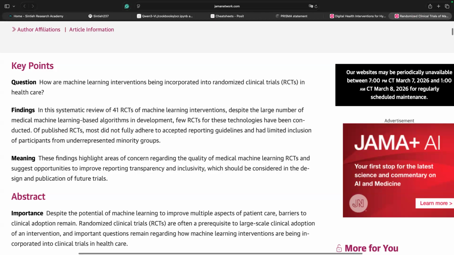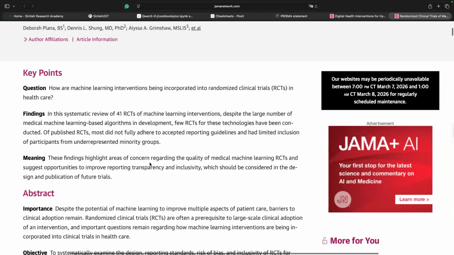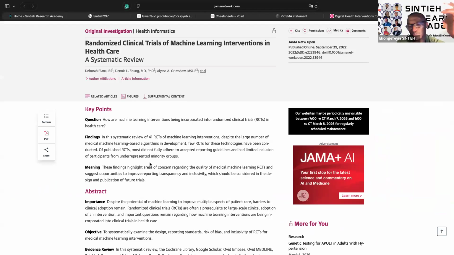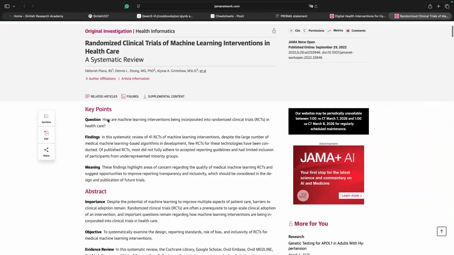Okay, there are many different ways in which machine learning can be incorporated into randomized control trials. So it's going to produce multiple outcomes. The results are not going to be similar. Good. That's the word. Similar, uniform. Yes. The question is how, right?